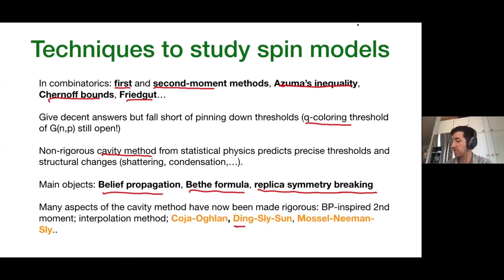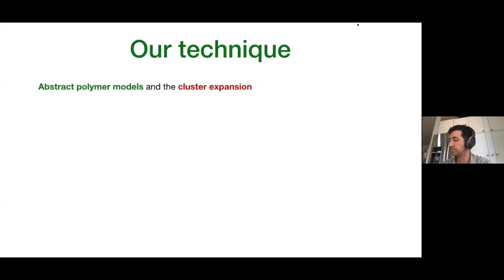You know, maybe you've heard of the Ding Sly Sun paper on the random k-SAT threshold or results on the stochastic block model, many, many papers by Amin Coja-Oghlan. So we've really progressed a lot in this direction.